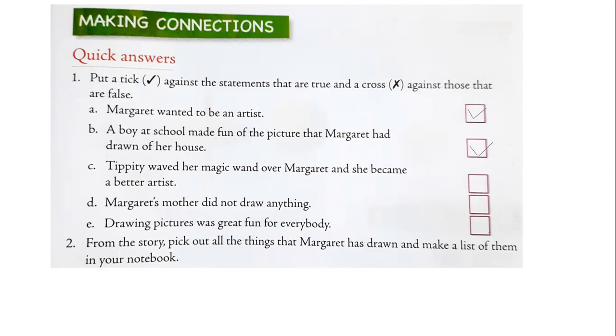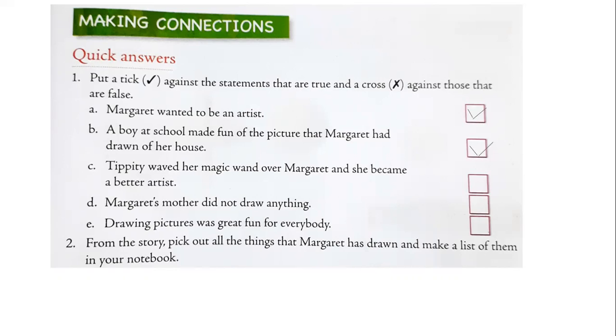Actually, that's false. I'm sorry, there's a tick there, but you should put a cross there, because a boy at school made fun of the picture that Margaret had drawn of her house is false. Margaret had not drawn a picture of her house. Margaret had drawn a picture of Tippity Witchet's house. Therefore, that answer is false. B is false.